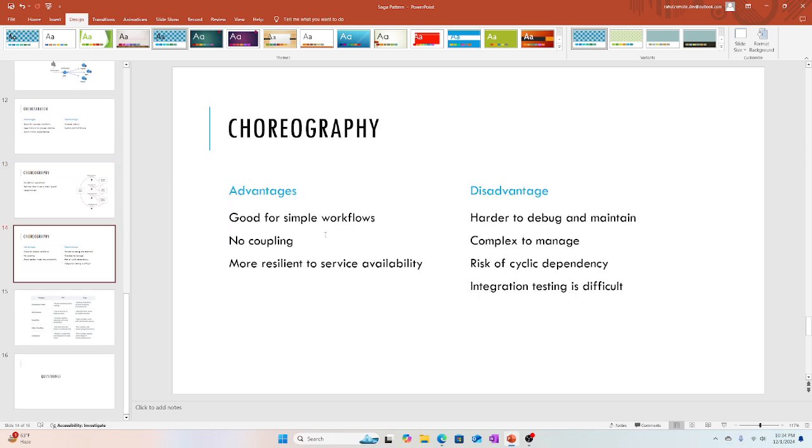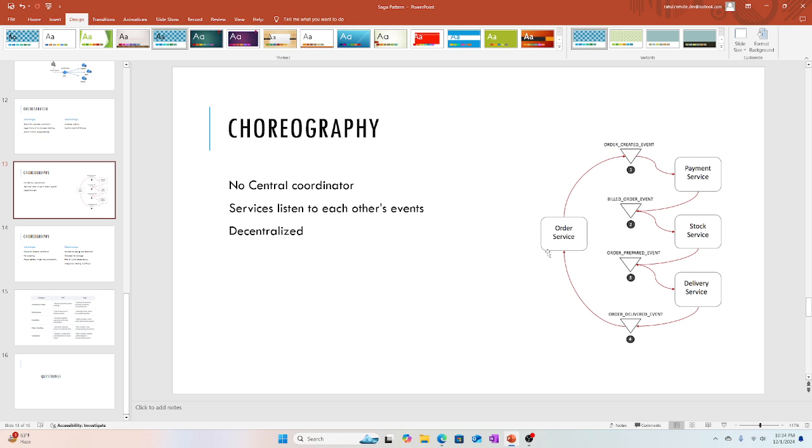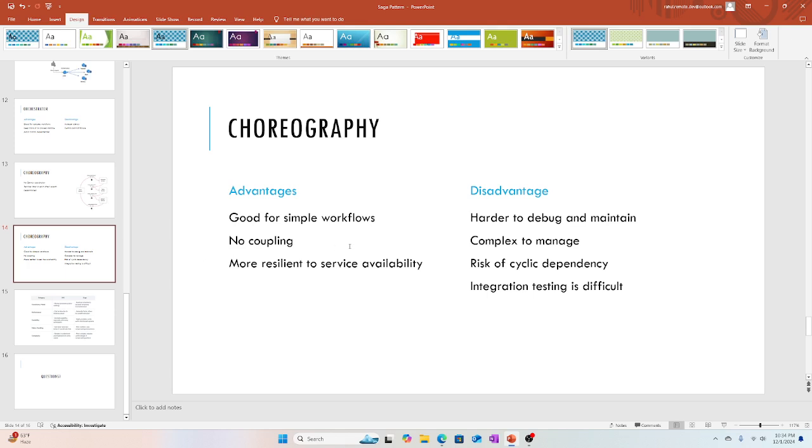And there are some advantages and disadvantages too. This is good for a simple workflow where the number of services is small, so it's easy to maintain, and there is no coupling as all services are independent. They just keep reading the data from the event and writing data back to the event. And services can be more resilient if some framework can be added to these services, like circuit breaker or bulkhead patterns.